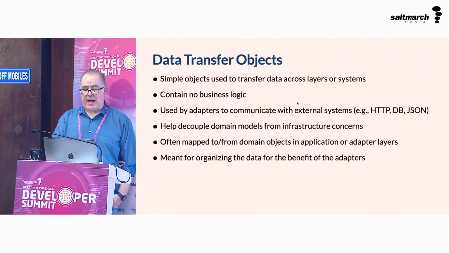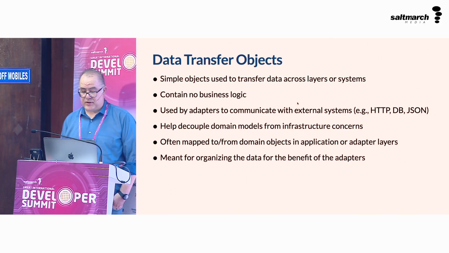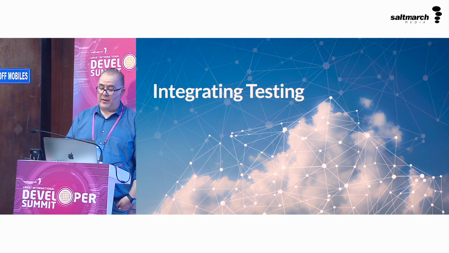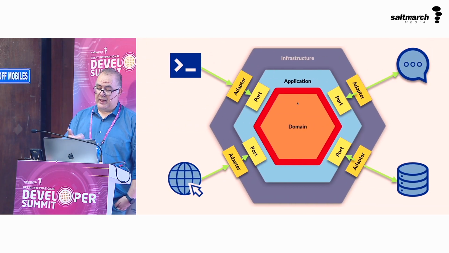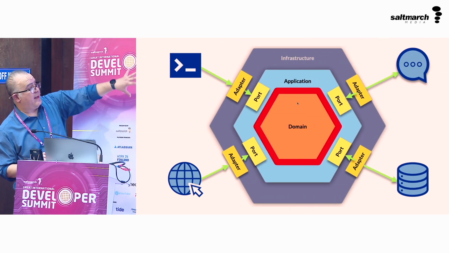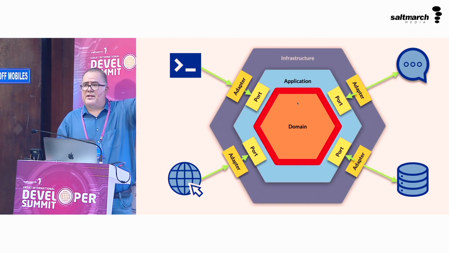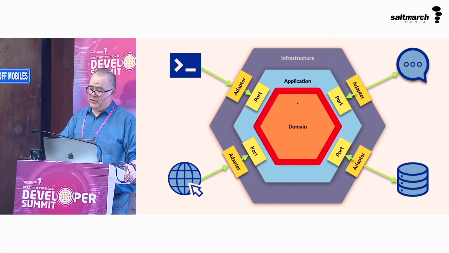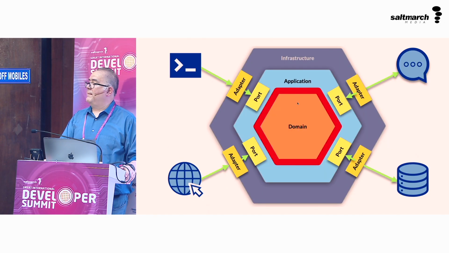DTOs. So data transfer objects are used in the infrastructure layer. And one of the reasons for this, let me come back over here. So on the infrastructure level, the adapter that you have here may not necessarily be what you want inside of the domain. And so one of the things that you'll do as part of this architecture is have a DTO, which is a translation, okay?